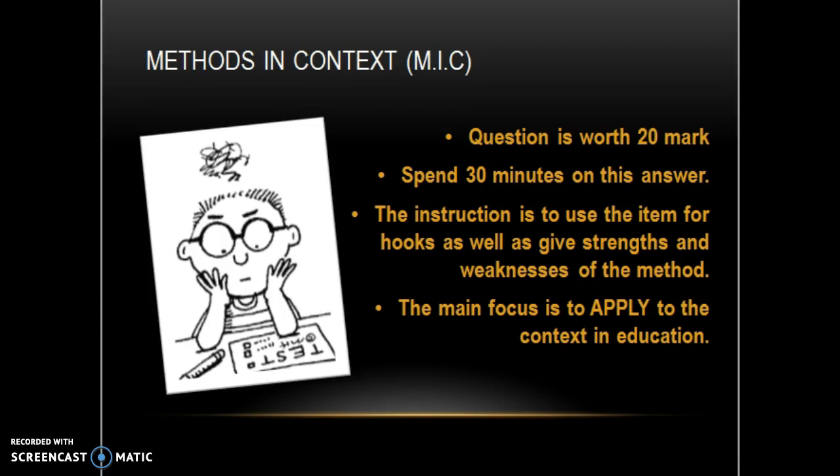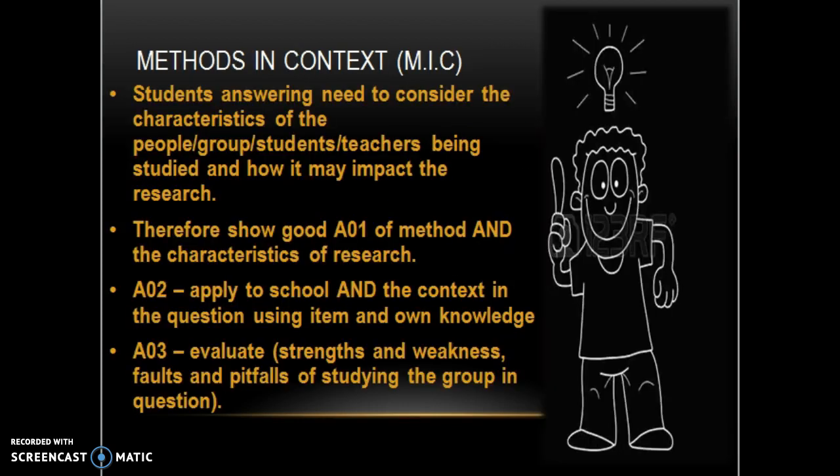The main focus is to apply to the given context in education. So when you are doing this question, you have got to consider the characteristics of the people, the group, the students, the teachers being studied and how it impacts the research. So to show good AO1 of the method and the characteristics of the research, make sure that you are applying to the school and the context in the question using the item and your own knowledge. And do not forget to evaluate strengths and weaknesses, faults and pitfalls of studying the group in question.